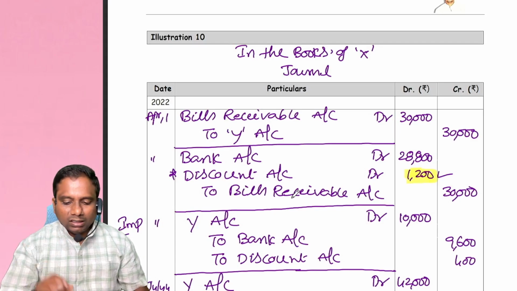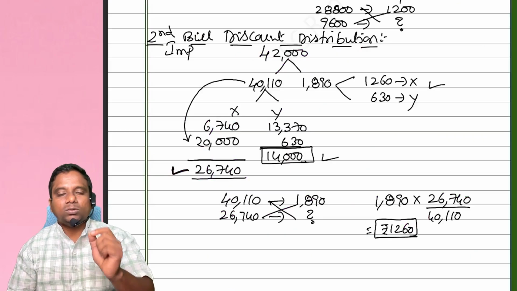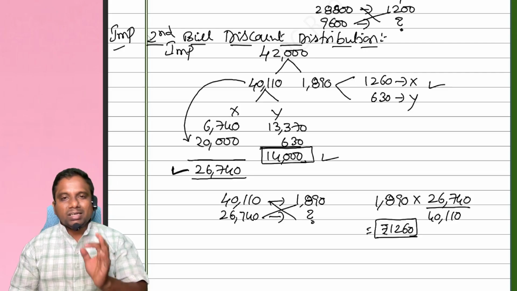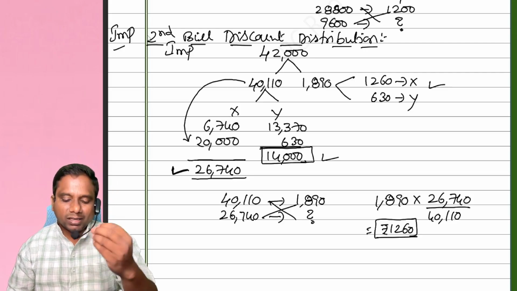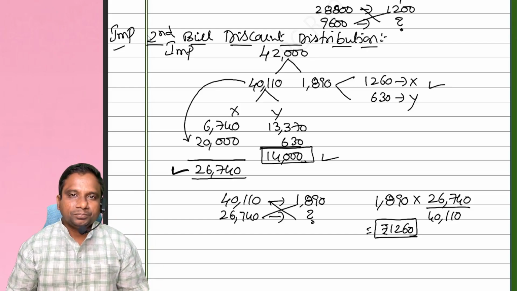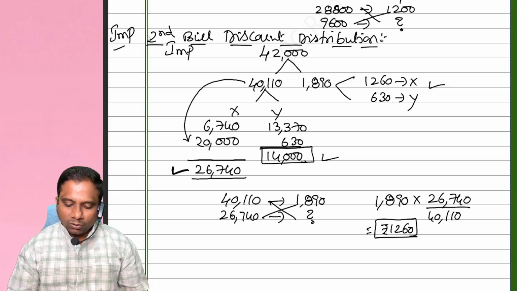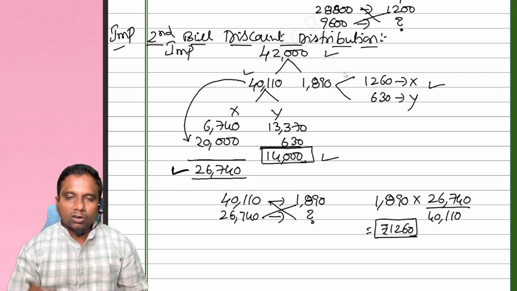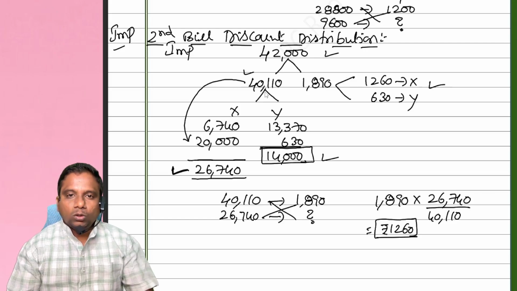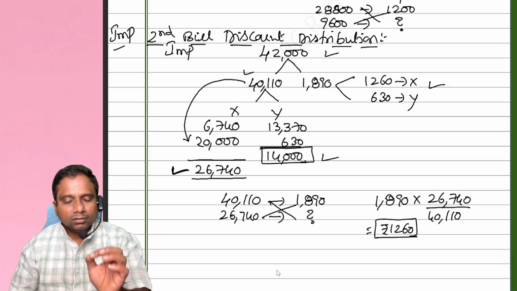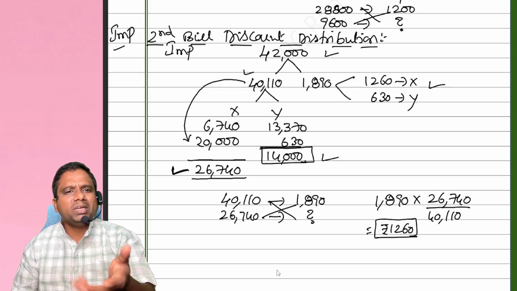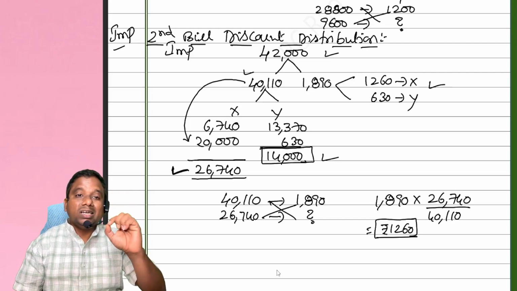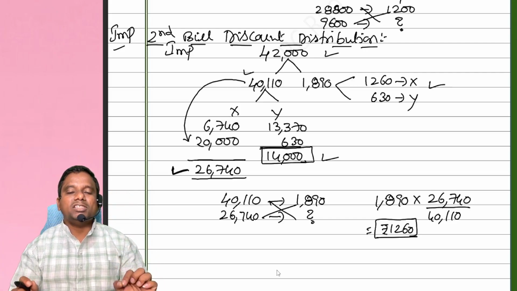Now, second bill discount sharing is very, very important. If you commit any mistake here, you will commit a mistake in the final answer. So how to calculate the second bill discount? Tell me. First write down the second bill, divide it into how much amount received and how much discount. Out of 40,110, check how much amount was utilized by X and how much by Y.